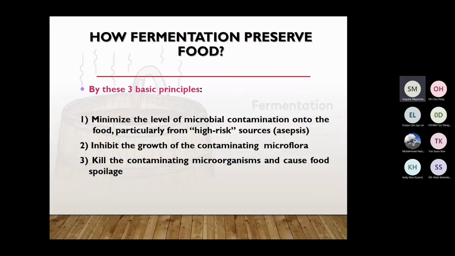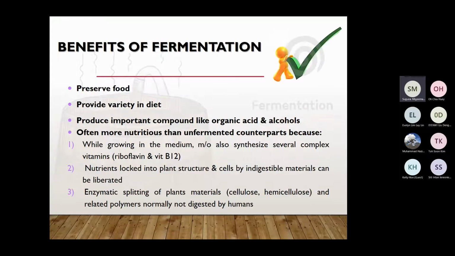And number two, it inhibits the growth of contaminating microflora, so it can stop the growth of other microflora. And finally, it also helps in killing the microorganisms that cause food spoilage. So these are the three basic principles that we hold in the food industry. From there, we know it provides benefits. Definitely the first one is to preserve the food, and with or without realizing, it actually provides variety in our diet. For example, milk is not only consumed as milk, in a glass of milk.